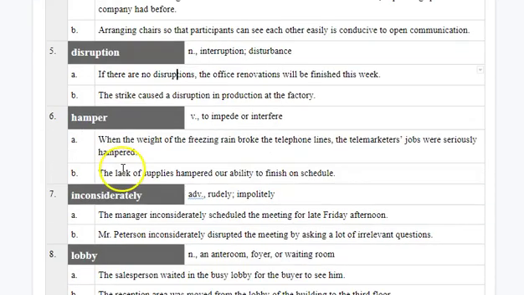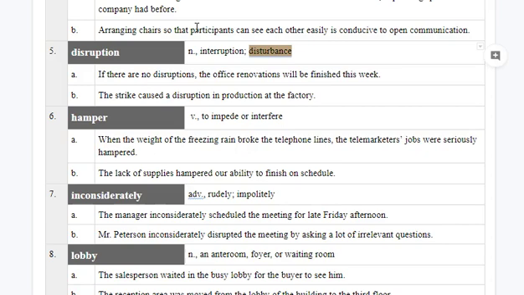Disruption, now, interruption, disturbance. If there are no disruptions, the office renovations will be finished this week. The strike caused a disruption in production at the factory.